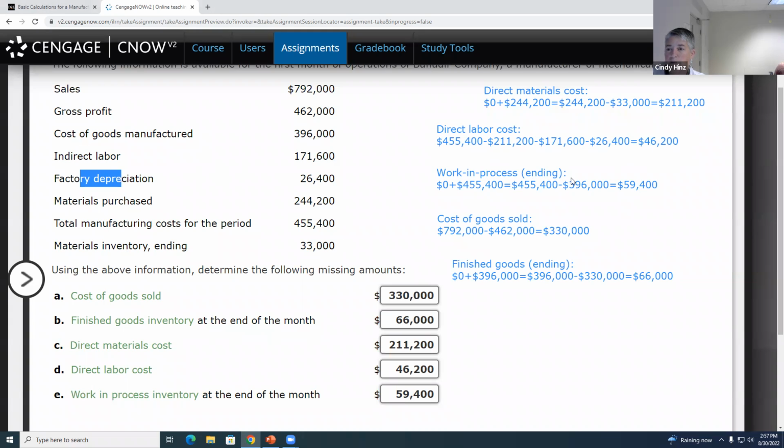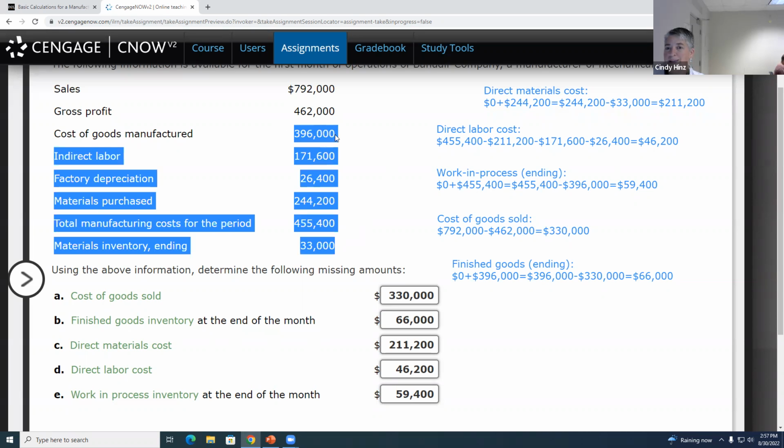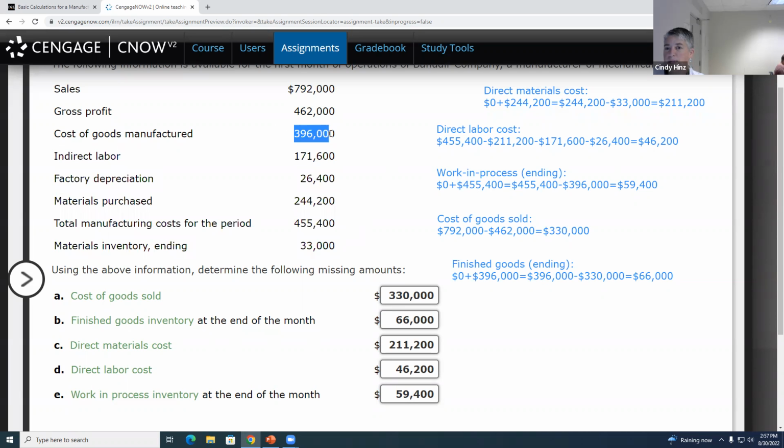Then I turned to our work in process ending inventory. So the beginning inventory again was 0. We had added total manufacturing costs, including direct materials, direct labor, and overhead, of 455,400. So that's how much we were working on during the month. And then we were told that 396,000 of that was completed and moved into finished goods. And so that would have left 59,400 in ending inventory.